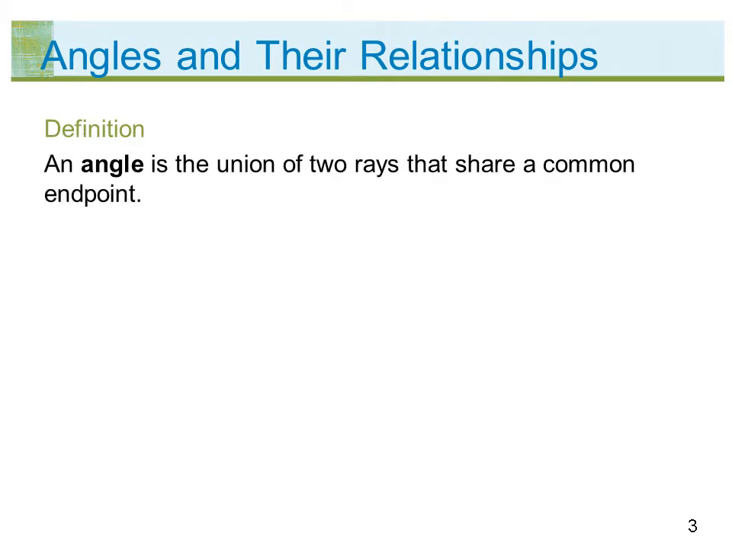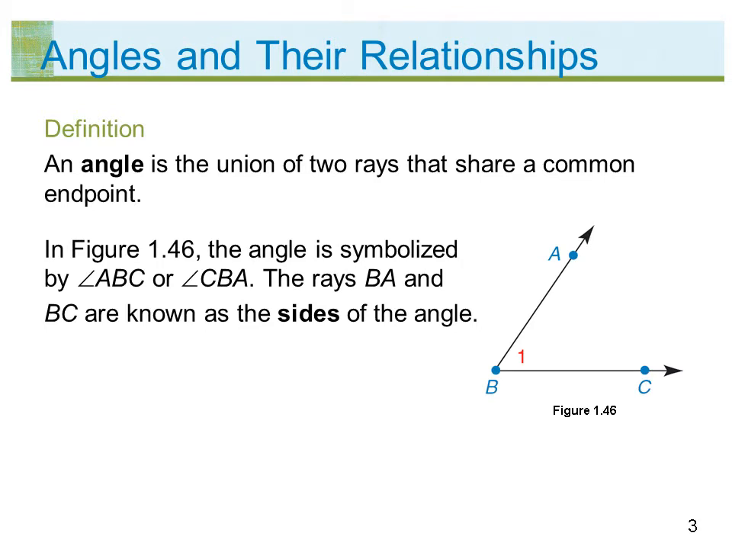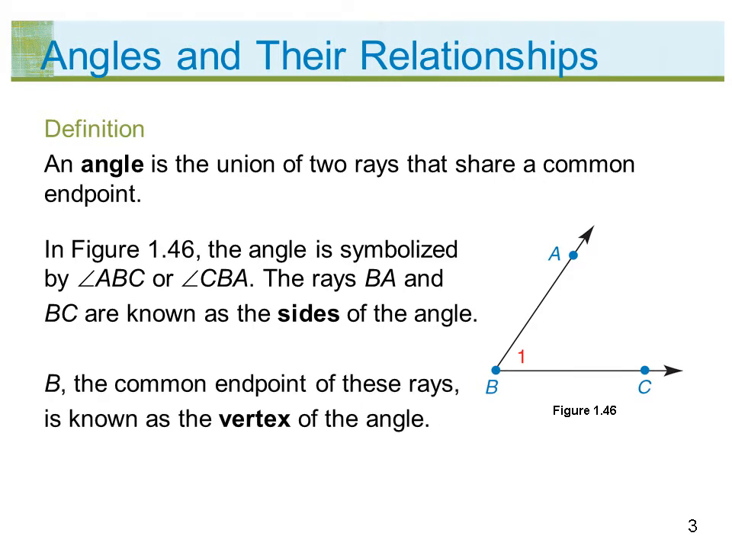Definition: an angle is the union of two rays that share a common endpoint. In Figure 1.46, the angle is symbolized by angle ABC or angle CBA. The rays BA and BC are known as the sides of the angle. B, the common endpoint of these rays, is known as the vertex of the angle.